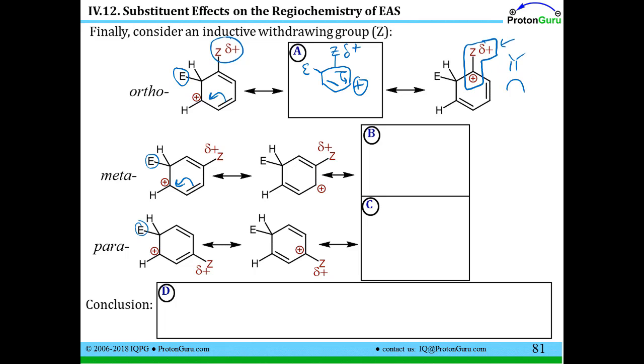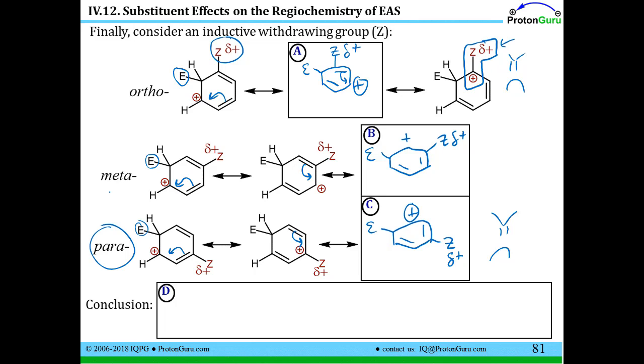How about in the meta case? Well, again, we can draw the movement of the plus charge around the ring. We can move it again to make the third resonance contributor, which would look like this. And here's our Z with its partial plus charge. There's the electrophile. Again, I'm leaving the hydrogens off for now. In the para case, we can again move the pi bond. Oh, the plus charge is going to be beside the Z group there. That seems to be bad. But we can move this pair of electrons again and create, again, a third resonance contributor. So in all these cases, we can have a set of 3 potential resonance contributors to each structure.